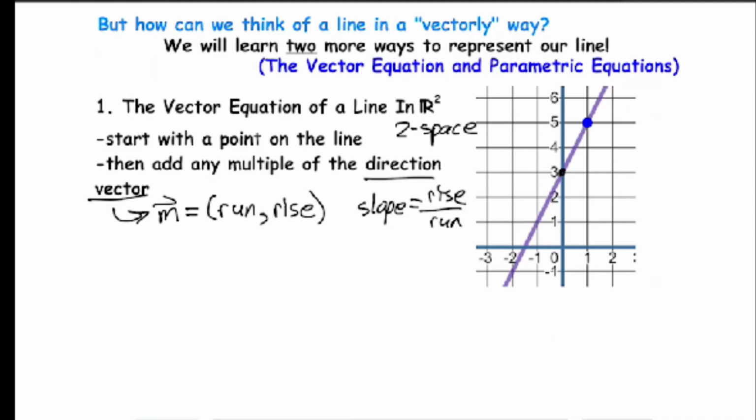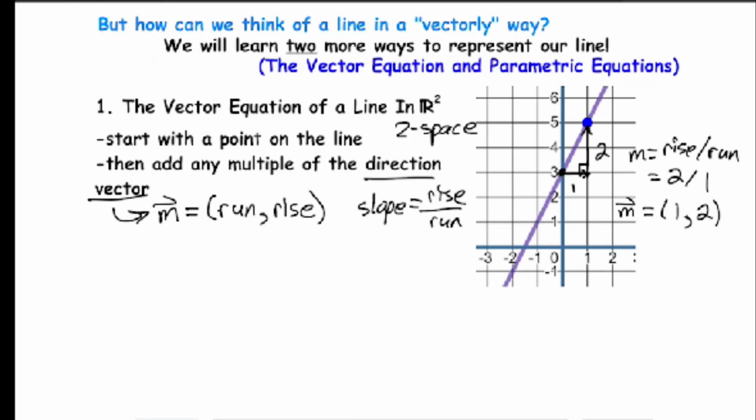Take two known points on the graph. How far over and up do I need to go? Over 1 and up 2. So 1 and 2. So I know my slope is rise over run. My slope is 2 over 1. And so my direction vector M is going to be the run, which is 1, comma, the rise, which is 2. All right, cool. And let's just graph that vector really quick.